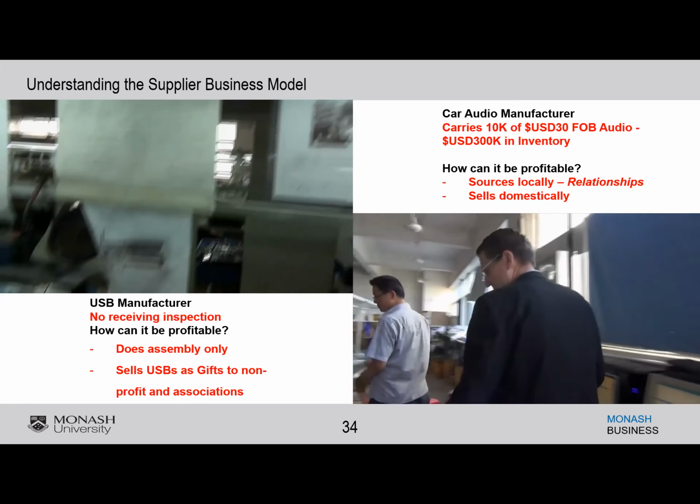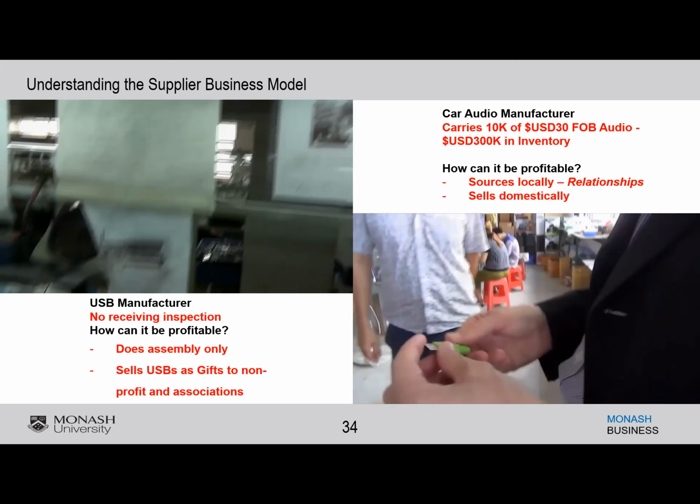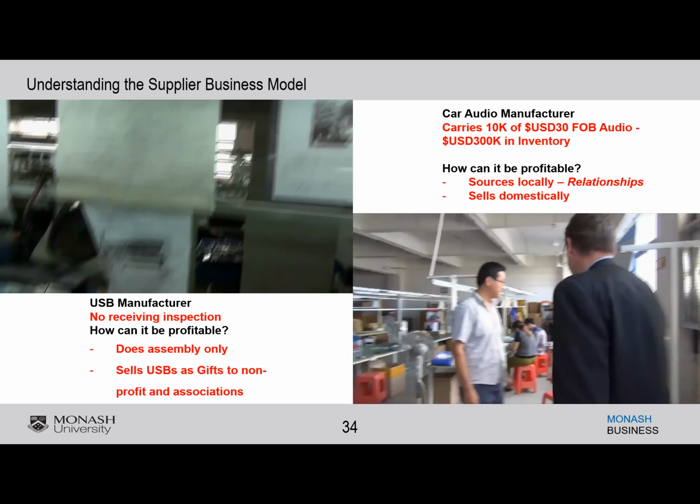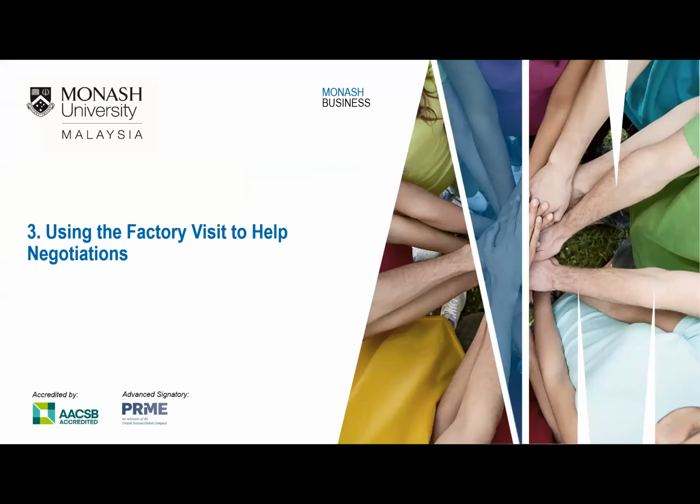So be careful about free gifts you get, all right? But this company has made $3 million a year just selling these USBs to corporate associations. There's no QC. Everything wrong about a factory is in this video. So it gets back to a business model. Not all suppliers have the same business model. Therefore you have to be aware of the supplier's marketing plan. How are they making money? How are they sustainable?